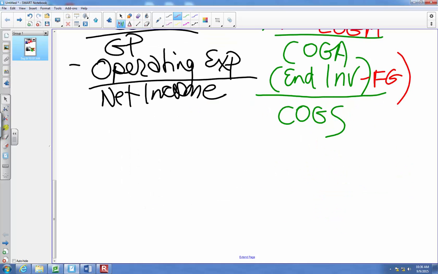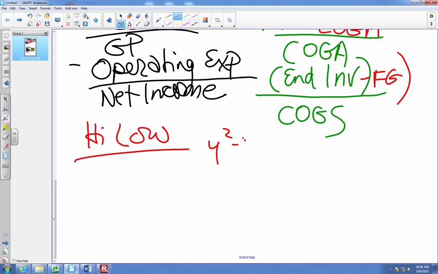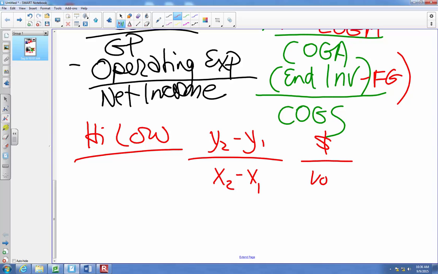What is the formula for high-low? Y equals... I think it's something minus something over something minus something. y2 minus y1 divided by x2 minus x1. Okay. And what's really important is what the y's and the x's are. Your points. Dollars over volume, isn't it?